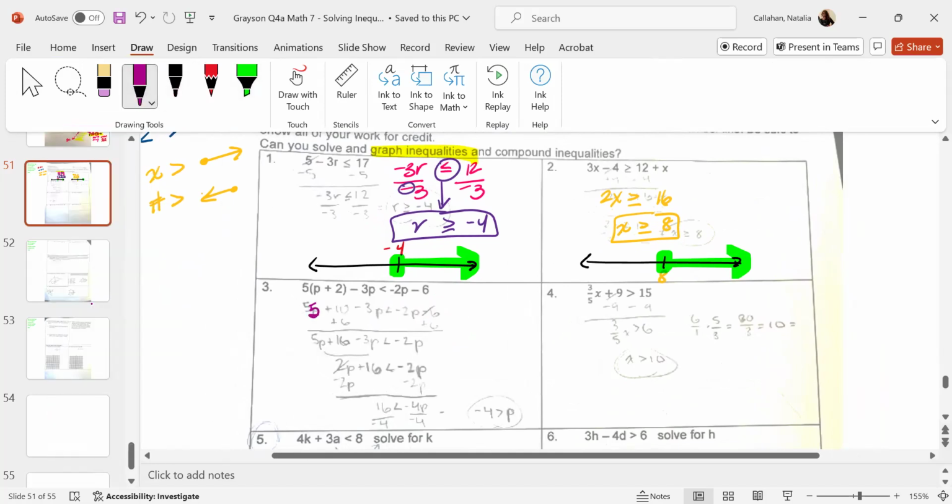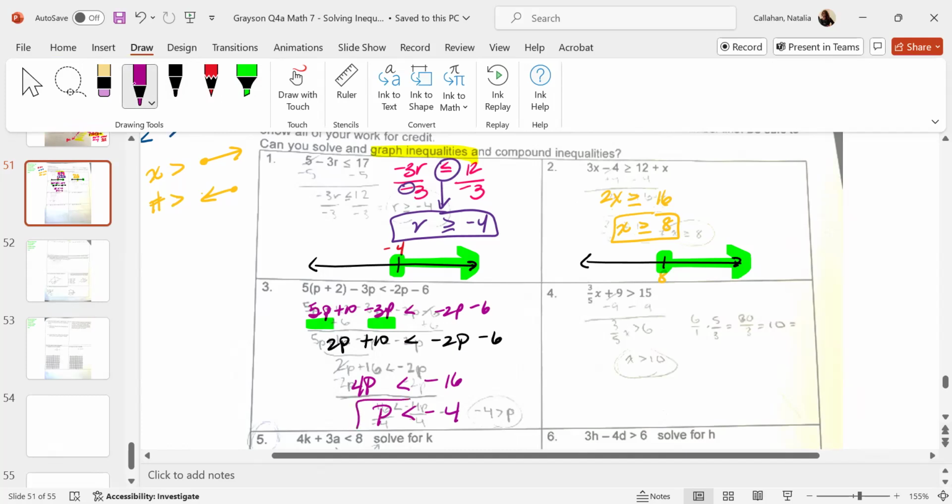Distribute this, you get 5p plus 10 minus 3p is less than negative 2p minus 6. Combine your like terms, you should get 2p plus 10 less than negative 2p minus 6. So move the p that's the smallest. Negative 2p, when you add it over, it's going to give you 4p. Move the 10 over to the right side. Negative 16. When you divide it, p is less than negative 4.